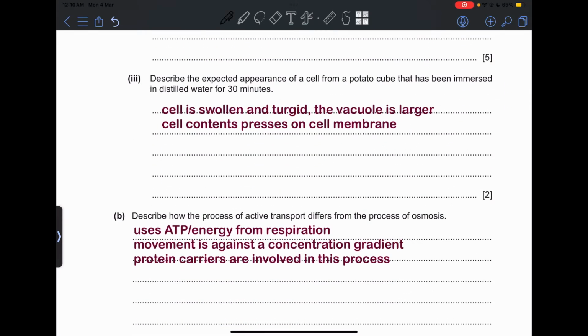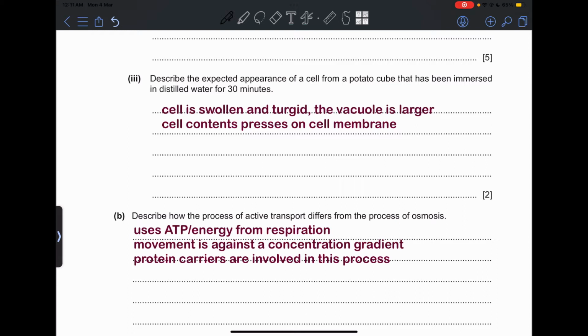Triple I, describe the expected appearance of a cell from a potato cube that has been immersed in distilled water for 30 minutes. So when you put a cell in water for too long, it's going to become swollen and turgid. This is just like when you're holding a grape in your hand. If you put a little bit of pressure on it, it's going to pop. So this is an example of swollen and turgid.